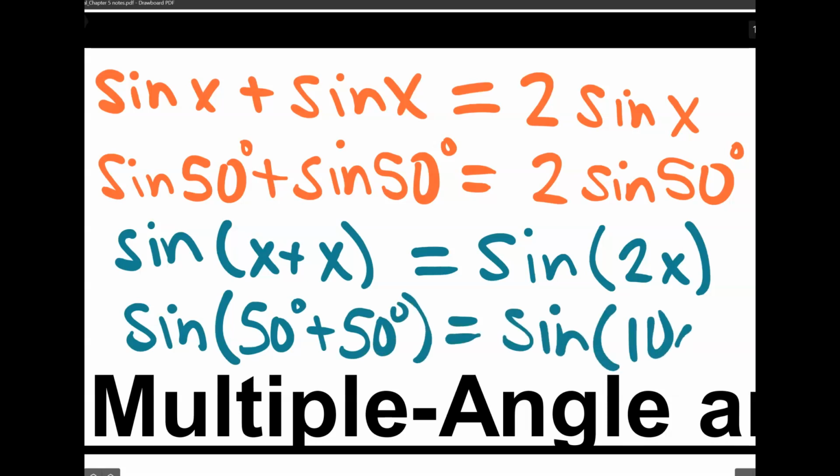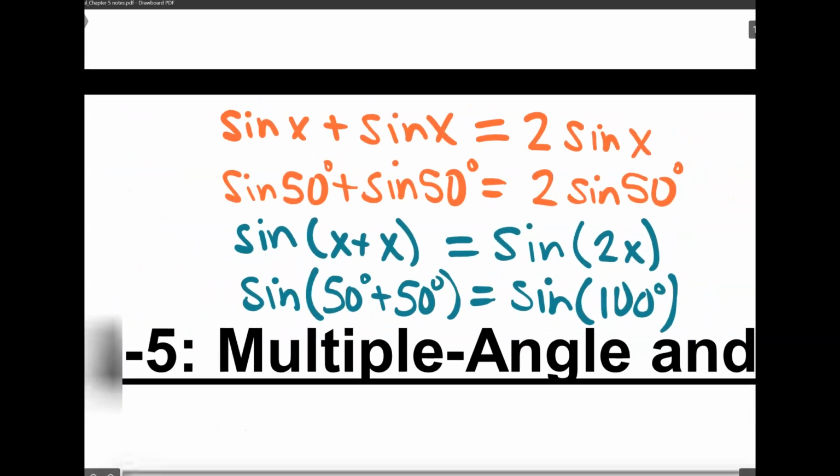Sine of 100 degrees. So my point in showing you this is there is a difference. Notice, am I adding the angles inside the parentheses, or am I literally adding a sine of an angle plus a sine of an angle? Or am I adding sine of the addition of two angles?